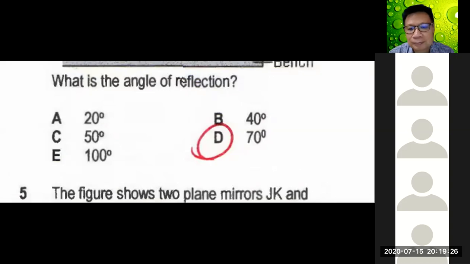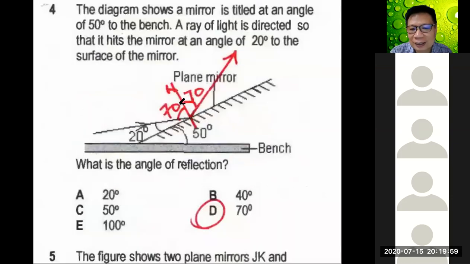Because the 20 degrees plus 50 on the normal line gives 70, also the reflection. Like that. Okay, what about Hima? 90 minus 20. Yes, Hima, you are very, very smart. 90 minus 20. You see?